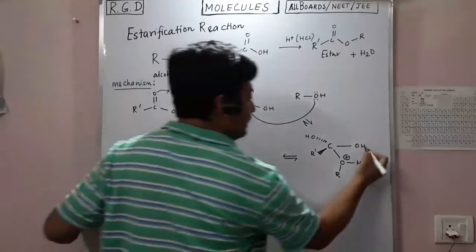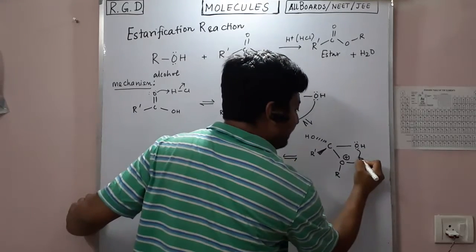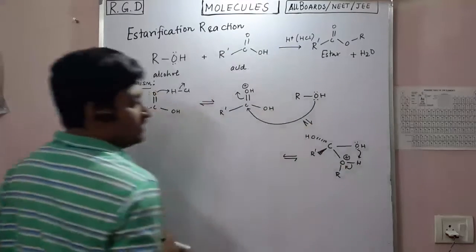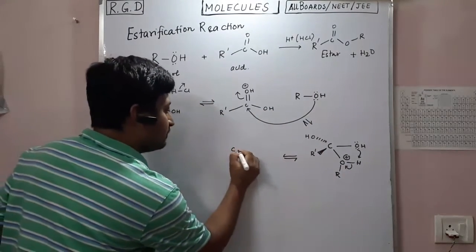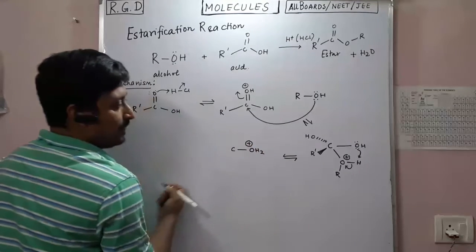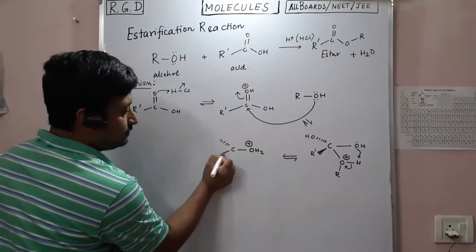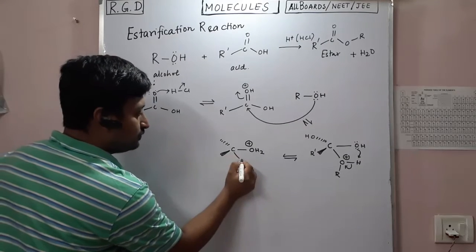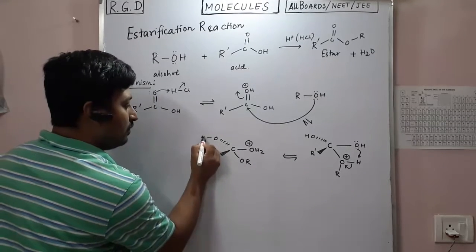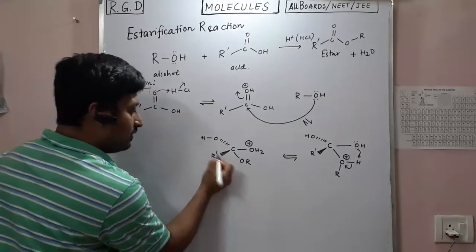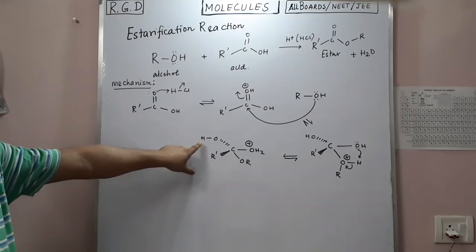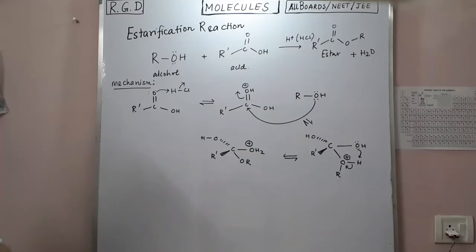Next step: this oxygen will abstract this proton, and the charge gets discharged. So next, we have C, OH2 plus, OR, H, R prime.